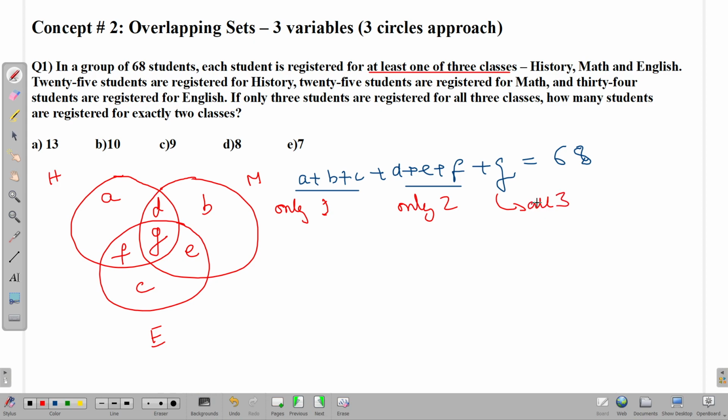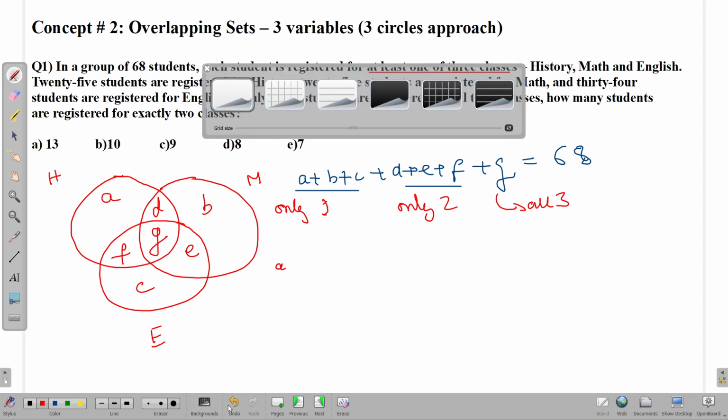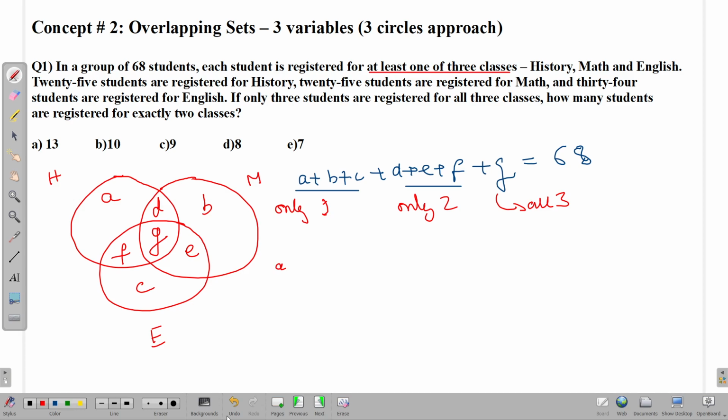So we have been given the equation for history. We've been told how many students are there for history: 25 students. That means A plus D plus G plus F is equal to 25. G I've already been given, that only 3 students registered for all 3 classes, right?